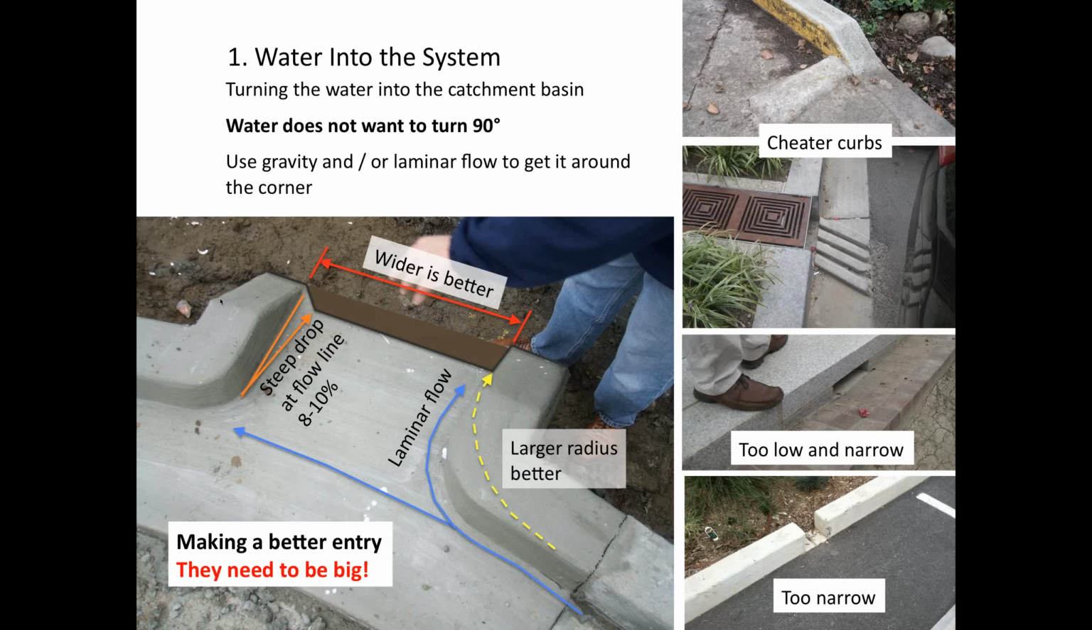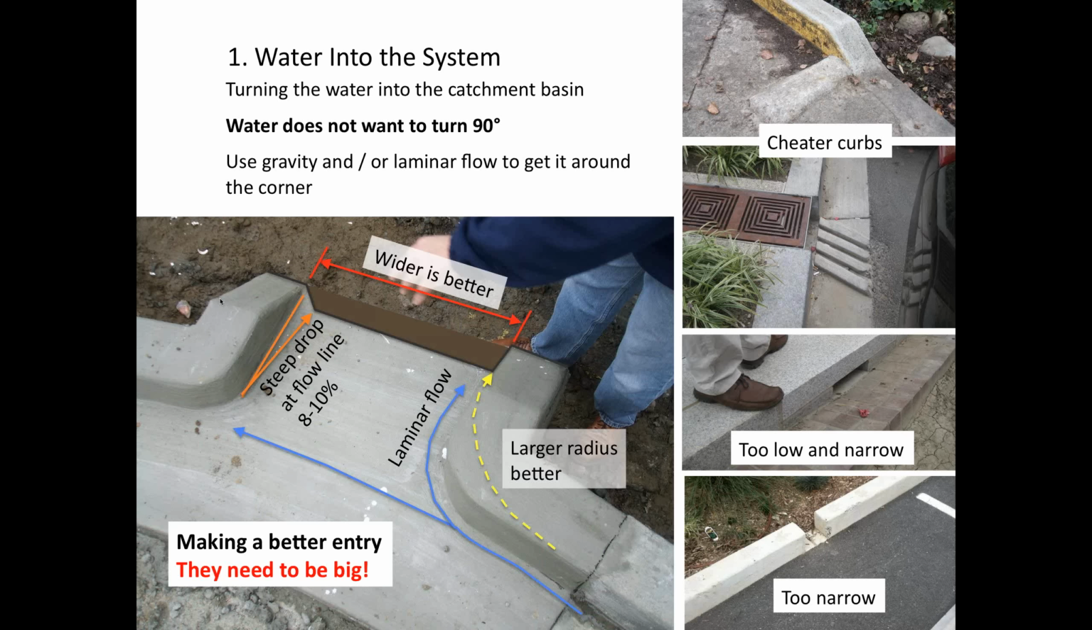We make these restricted openings into our system with the idea that, well, we make a hole, the water will go in it. But water really doesn't like to turn corners. Once it gets some velocity to it, it wants to go straight. There's a principle called laminar flow, where if you make the radius large enough, the water will bend around that corner, hugging the corner by surface tension of the water. But we need a pretty big radius, like this. The radius on this diagram, the yellow one, is about right. The blue one is not really going to develop much laminar flow.